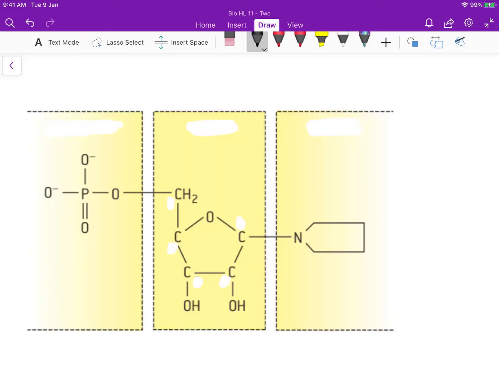So around over here, can you identify what these different things are? What's the first one? What's the second? What's the third? The first one here, because we've got PO4, it's our phosphate. Down here we have our sugar, our pentose sugar. And then over there we have our base, our nitrogenous base.